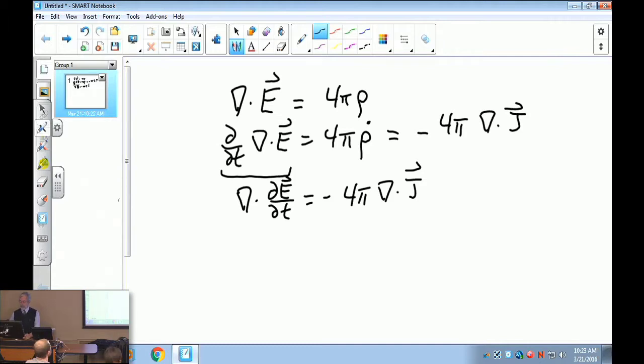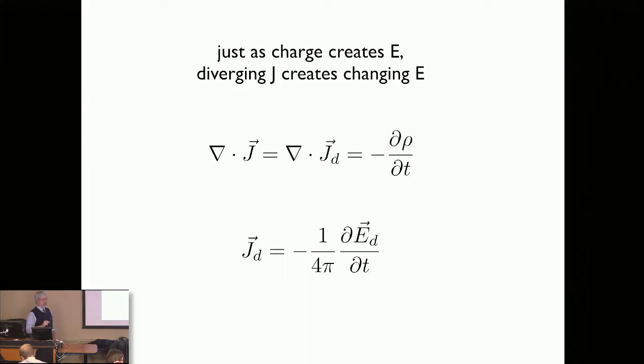Okay, so that hints at a relationship between the time dependence of E and the diverging part of J, the diverging part of E and the diverging part of J. Because we have the divergence there, we're filtering out the part that might be curling. So that hints at this relationship: the diverging part of the current creates a time-dependent electric field. And I'll show you how this works.